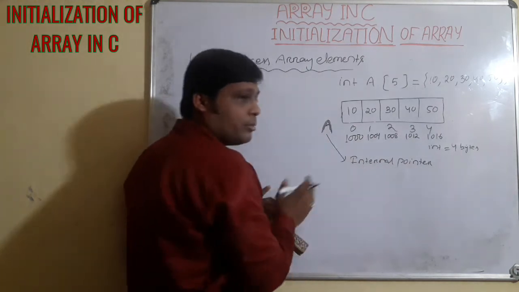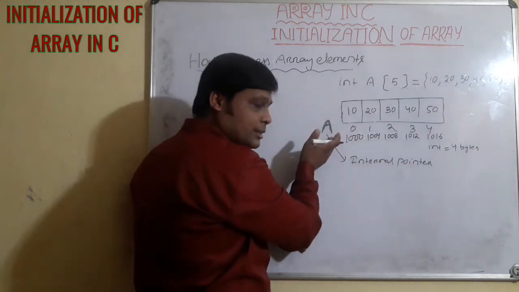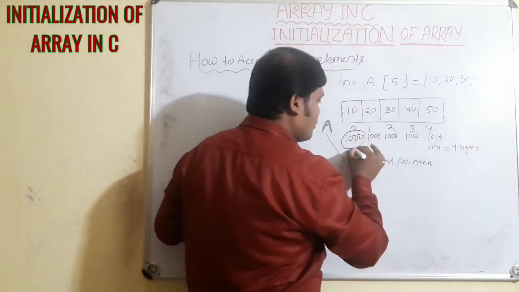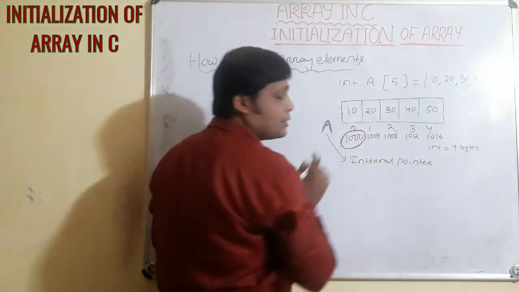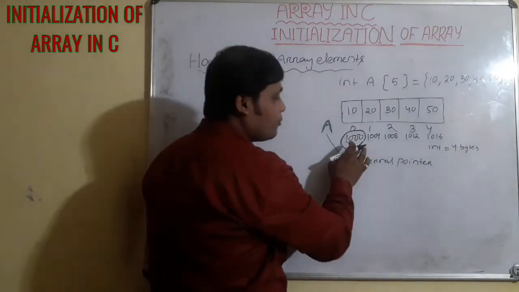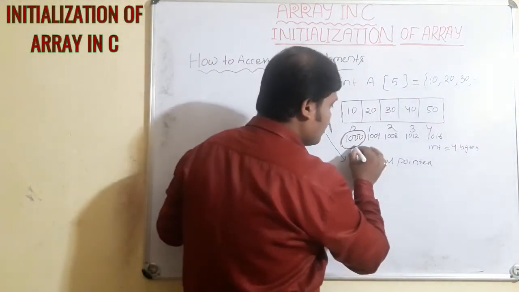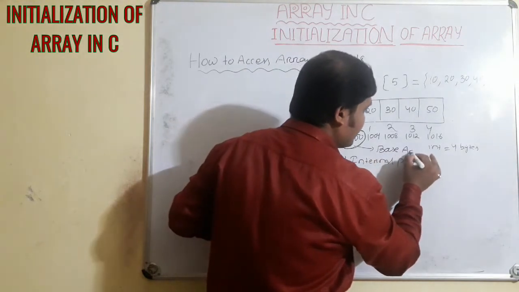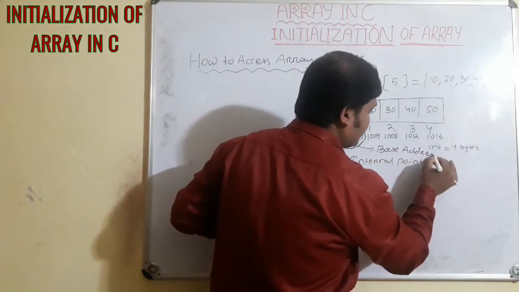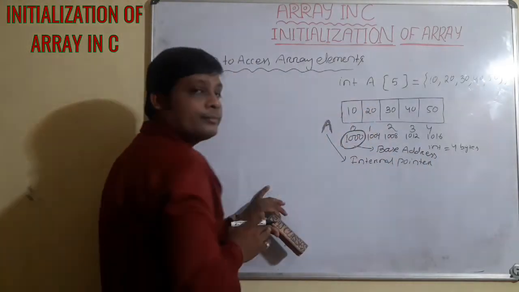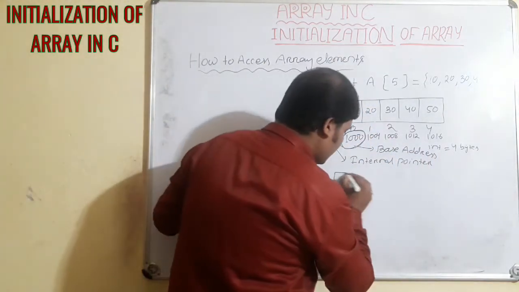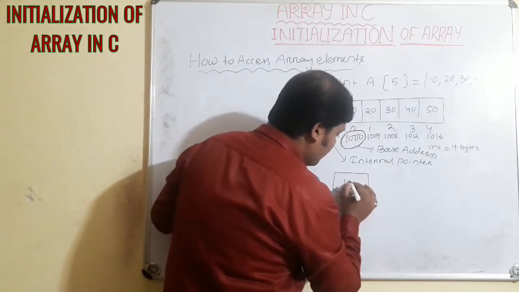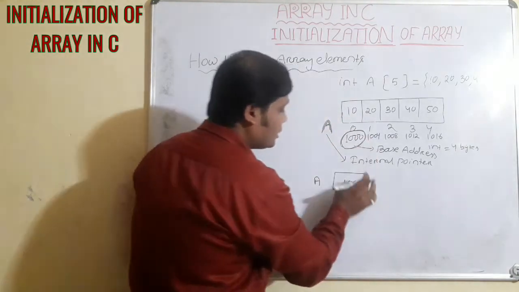Why is it called an internal pointer? Because it is keeping some address. Which address? The address of the first location. This is called the base address of the array. So what does the array keep? The address of the first location, that is 1000.